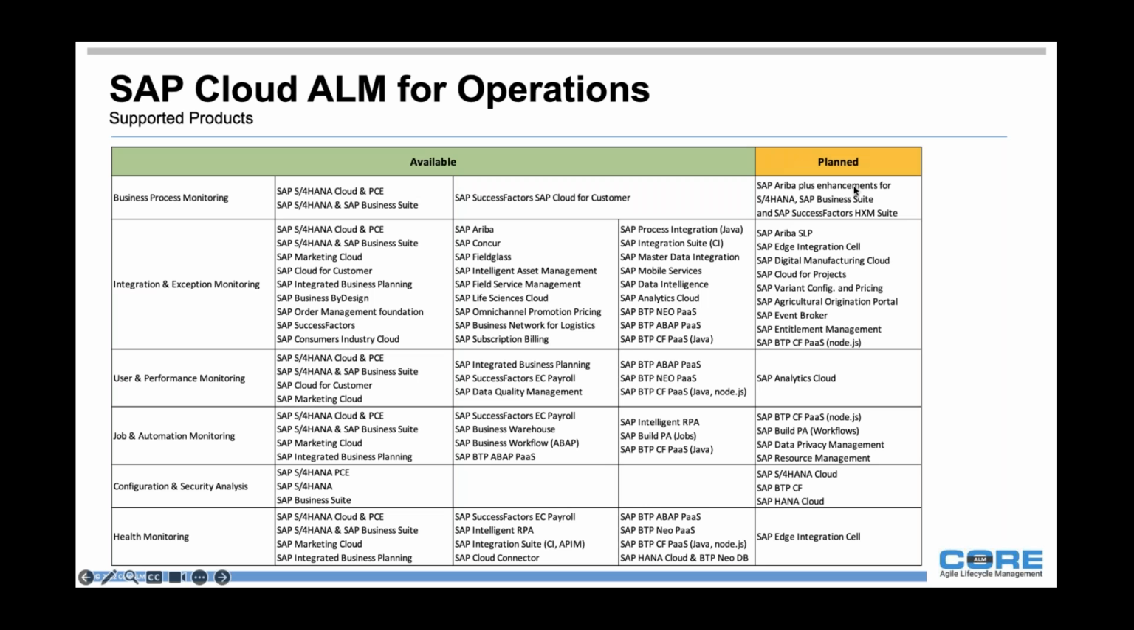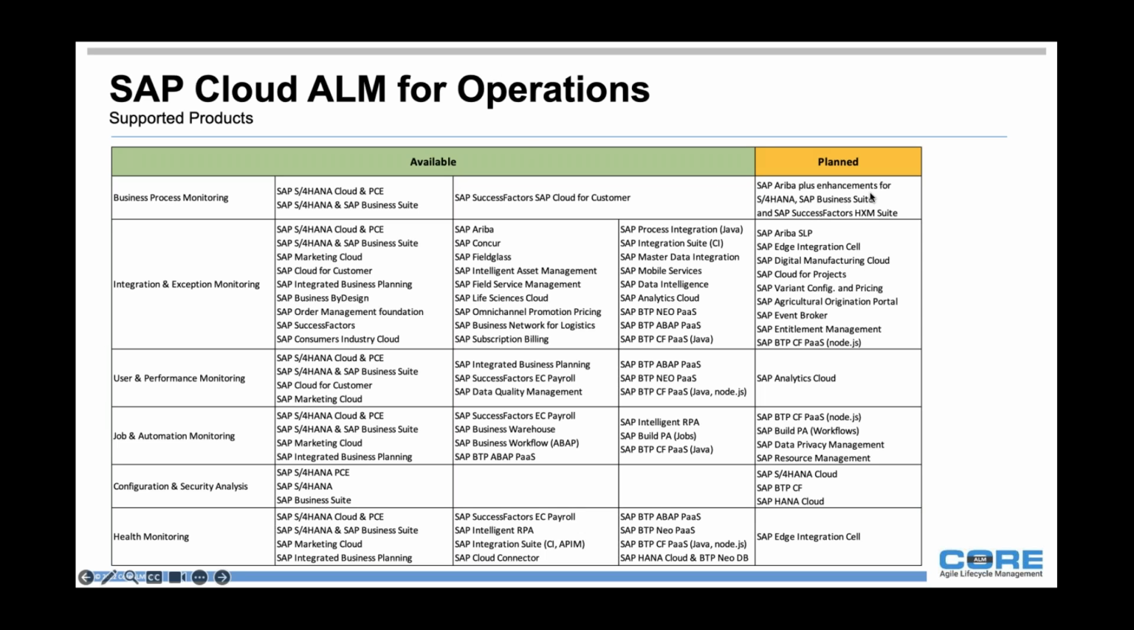So then what are the products that are supported today by Cloud ALM for operations? So all those mentioned under green are available today. So business process monitoring, you could use your S/4 cloud and public cloud, both of them. And then S/4HANA on-prem and SAP Business Suite, your current ERP environments can also be used. And you have your SuccessFactors, that's Cloud for Customer things.